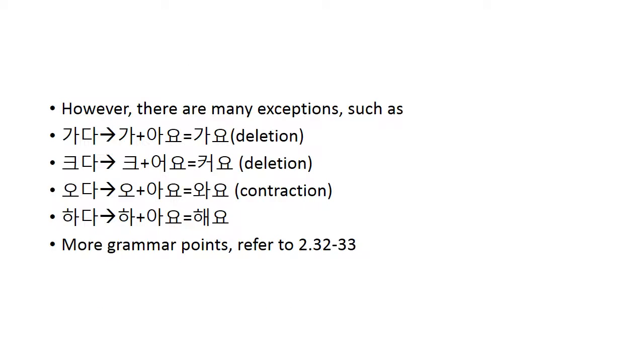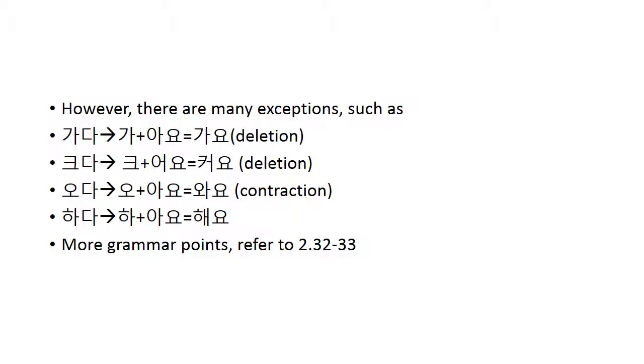Okay. However, your form has some exceptions. 씁니다 form doesn't have any exceptions. It's very clear cut. However, your form has a lot of exceptions, such as 가다, 가아요. Instead of 가아요, there are two ㅏ's, so you need to take one ㅏ out, so it becomes 가요. You delete one ㅏ. 자, 크다, irregular vowel.